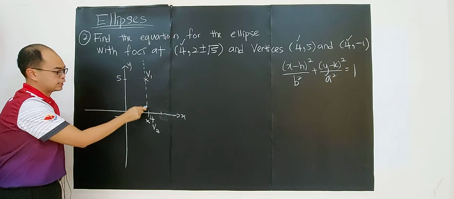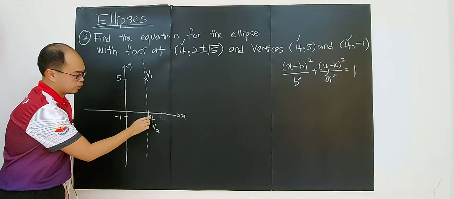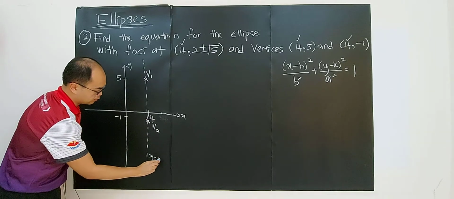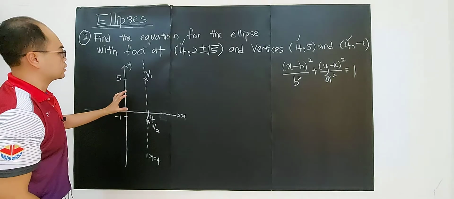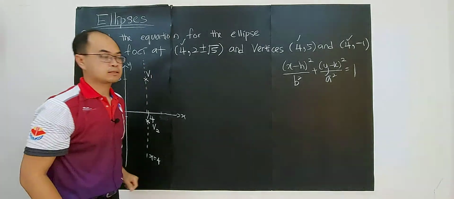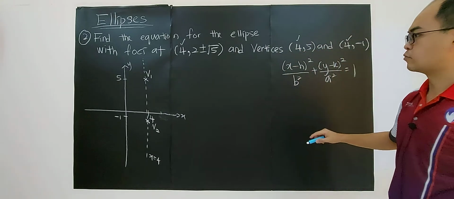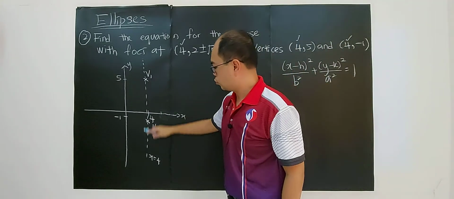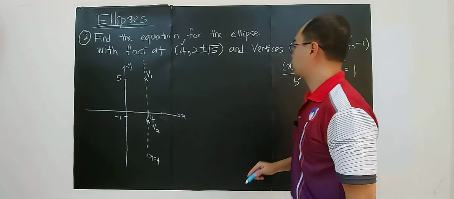So (4, -1) means that the vertices are placed vertically, right? So that means the major axis will be vertical, where x is equal to 4, right? And for the focus, before that we can find the center first, right? I have told you before, if we're given the vertices, between these two, the midpoint will be your center.